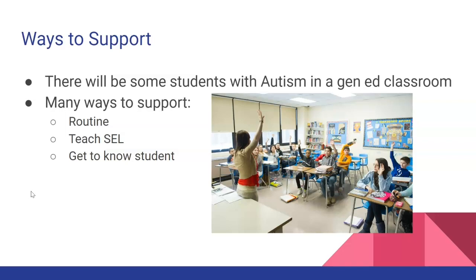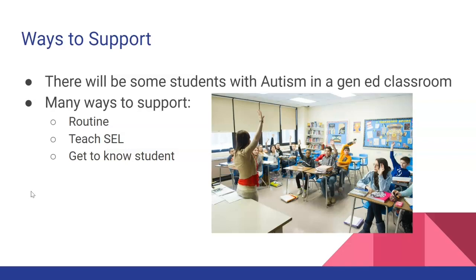The 3 ways is to have a routine-based classroom, so to be predictable. Have a daily routine of what's going on at this time, where to go, what to do, and if there is to be a change in this routine, to let the student or students know ahead of time so they can prepare.